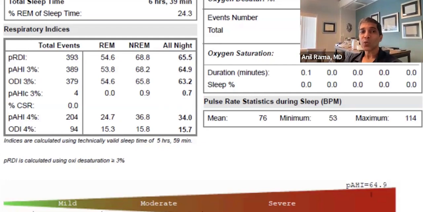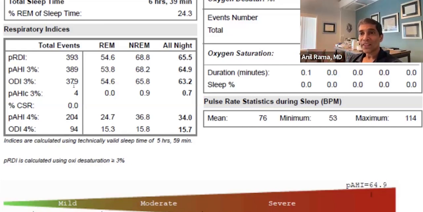The ODI 3% oxygen desaturation index, meaning how many times did your oxygen drop 3% per hour? It was 379 versus 94. So you can see that just going from 4% down to 3% was a huge difference. Does that make sense? It was much easier to drop 3% than it was to drop 4%.